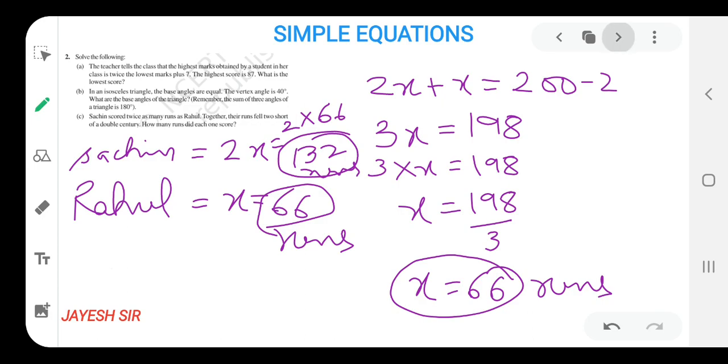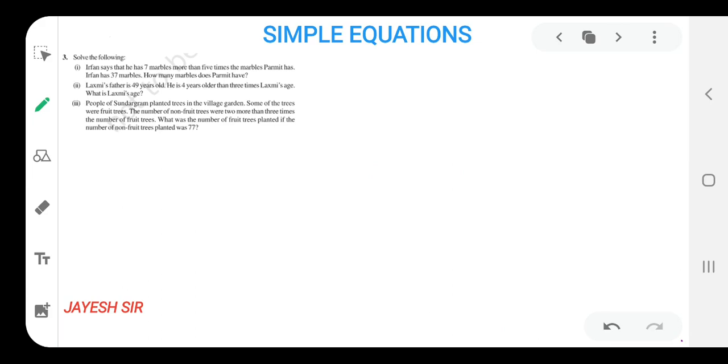Let us begin with the next slide and see what new we are going to learn today. Again, similar type of sums are there. Irfan says that he has 7 marbles more than 5 times the marbles Parmeet has. Irfan equals 7 plus 5 times Parmeet's marbles. Irfan has 7 marbles more than that.